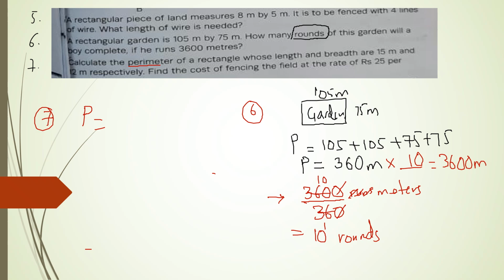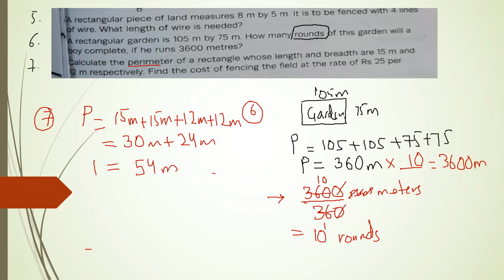Now the length of the rectangle is 15. That means you have to do 15 meters plus 15 meters. And what is the breadth? 12. 12 meter plus 12 meter, right? 15 plus 15 will give you 30 meter, and 12 plus 12 will give you 24 meter, and collectively it will give you 54 meters, right?